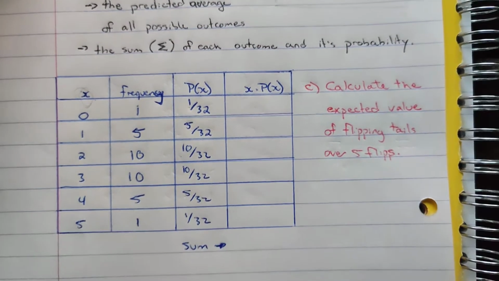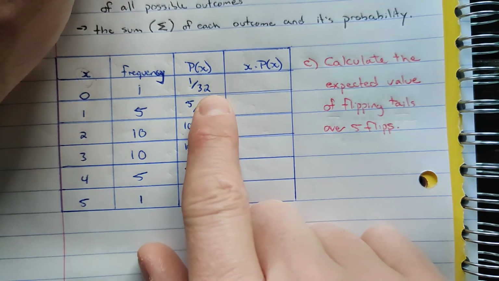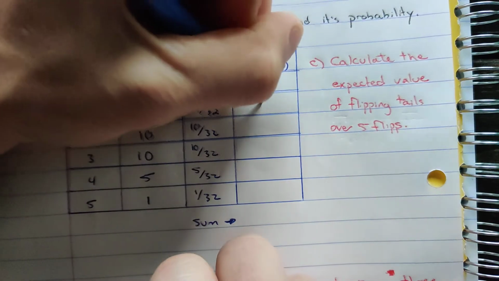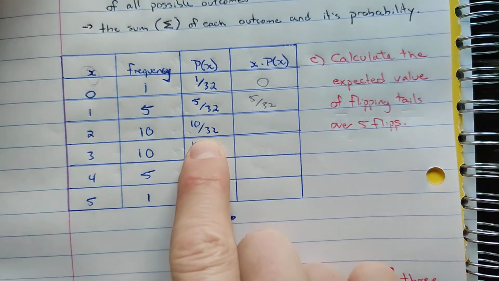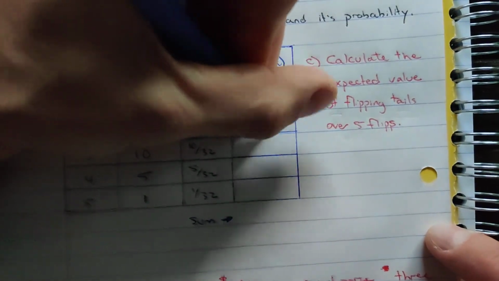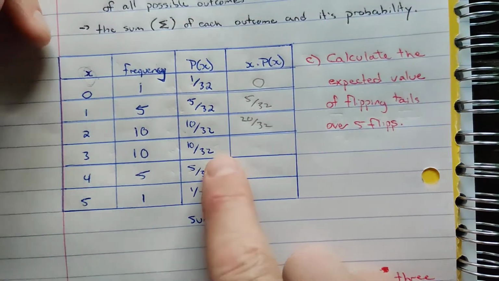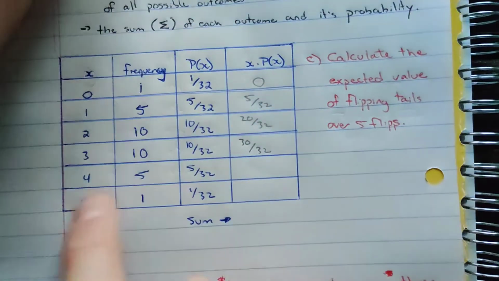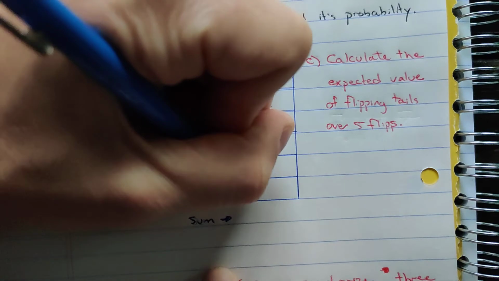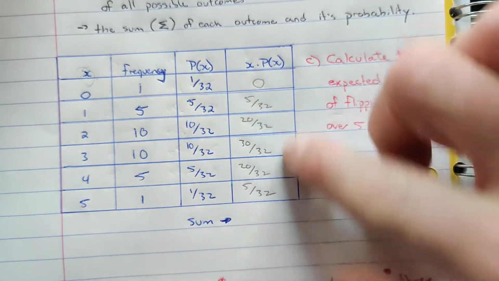So let's actually calculate the sum of the values of these 5 flips. So we have 0 times 1 over 32. That's just going to be 0. We have 1 times 5 over 32, which is going to be 5 over 32. 2 times 10 over 32, which is going to give us 20 over 32. And then 3 times 10 over 32, which is going to give us 30 over 32. 4 times 5 over 32 is going to give us 20 over 32. And 5 times 1 over 32 is going to give us 5 over 32. There's all our numbers. There's all our multiples. So now we need to sum those up.